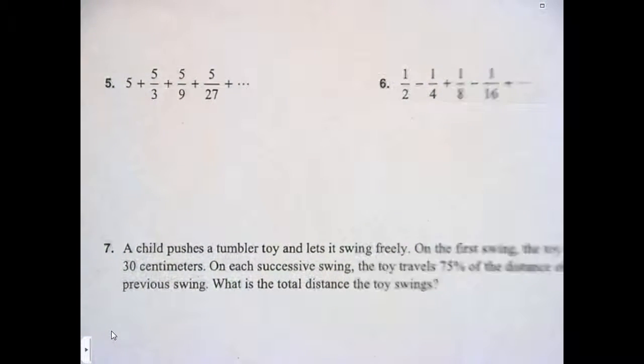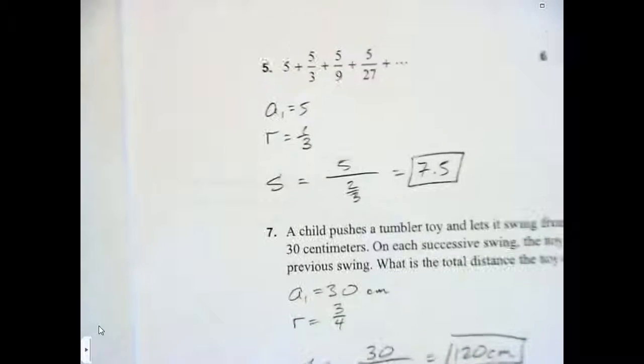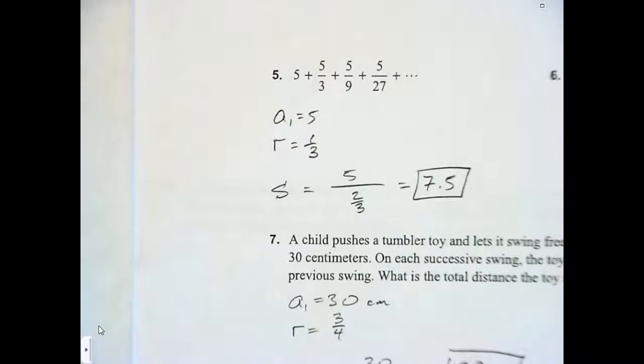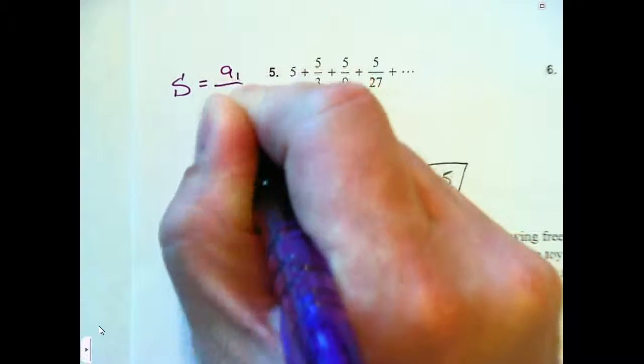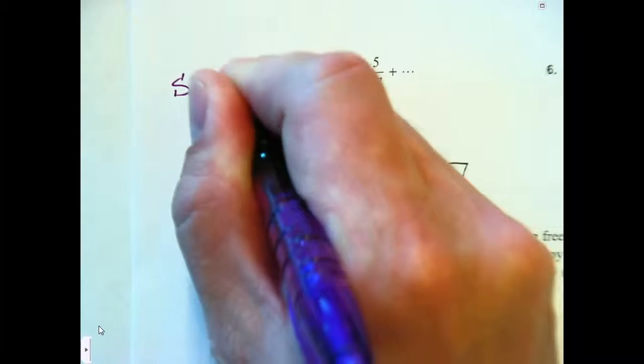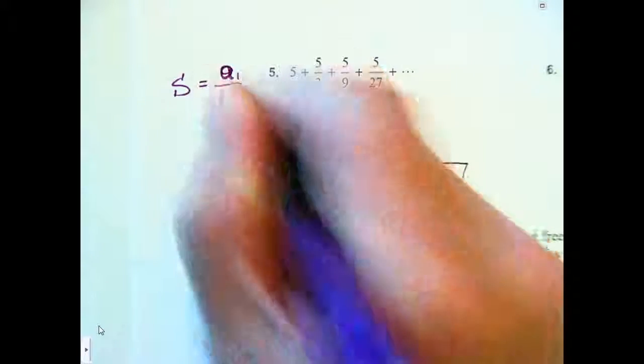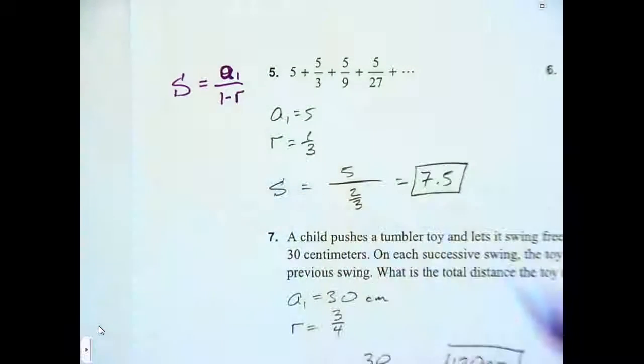All right, number 5 and 6. Give it a go. All right, let's check them. Number 5. A sub 1 is 5. R is 1/3. Therefore, if a sum exists, we do 5 over 2/3. We get 7.5. Okay, so remember, we're using our same formula. S is equal to A sub 1 over 1 minus r. In this case, the 1 minus r on the bottom is 1 minus 1/3, which is 2/3.